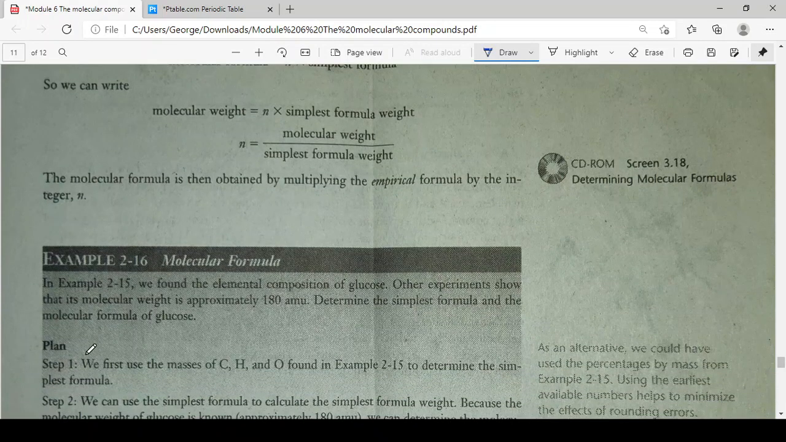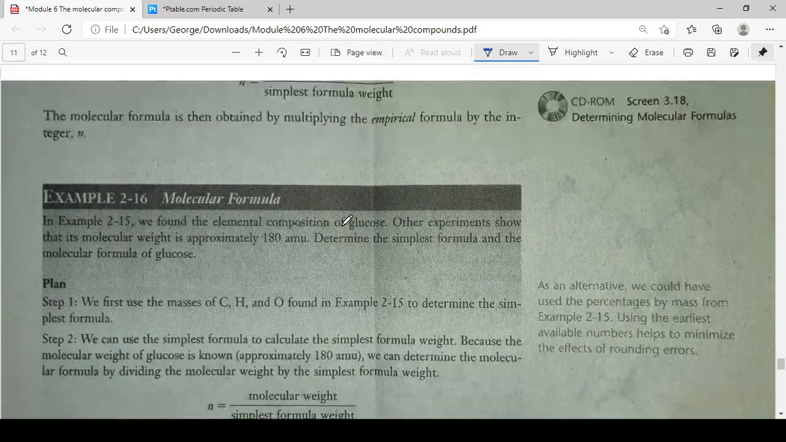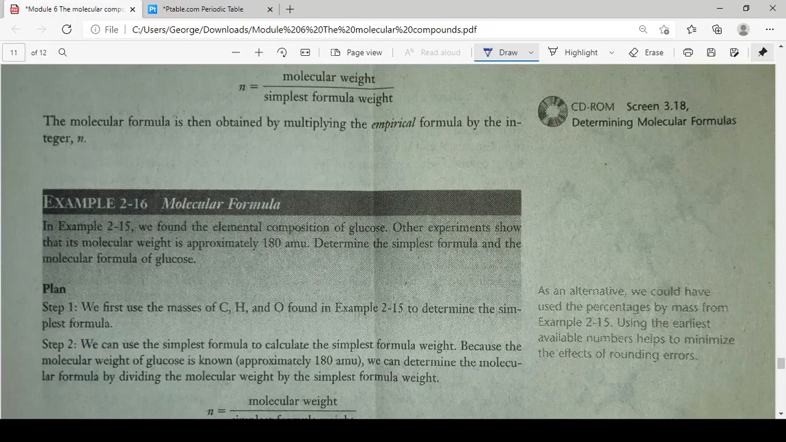So, for you to understand, kids, we will solve for your molecular formula in example 2.16, okay? Again, the molecular formula is a complicated process and a longer process than your empirical or simplest formula. In example 2.15, we found the elemental composition of glucose. Again, the elemental composition of our glucose is C, H, and O, right?